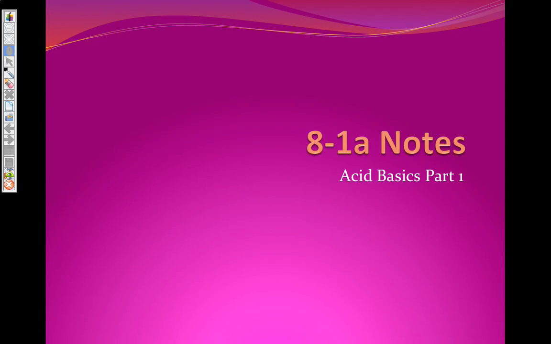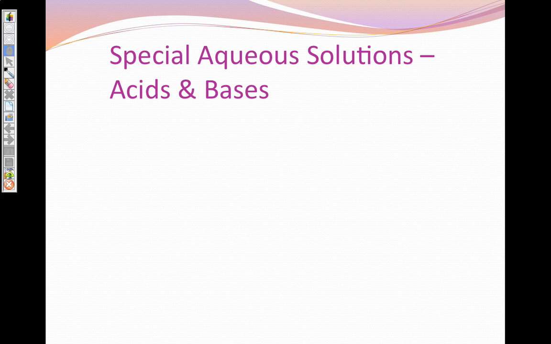And we start out back in history, where we didn't know a whole lot. We knew that there were some special solutions, but we didn't know what was going on that made them special, but we could categorize. So that was one of the earliest things that scientists started doing, was categorizing things.